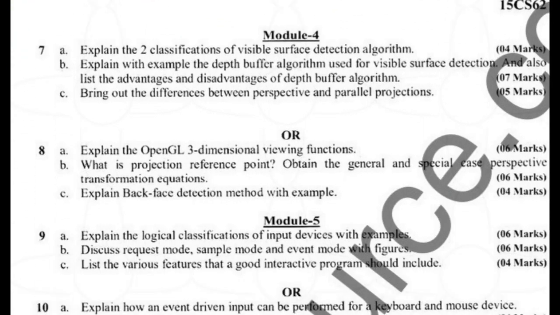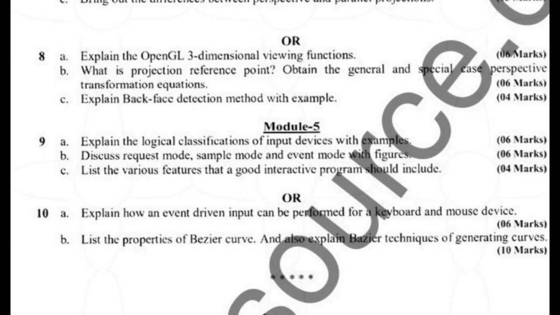In the second question paper: explain the two classifications of visible surface detection algorithms. So two classifications are there which you have to explain, and explain with an example the depth buffer algorithm for visible surface detection. Also list the advantages and disadvantages of the depth buffer algorithm. This was asked in the previous paper also, so it's important. Perspective and parallel, again important. Explain the OpenGL 3D viewing functions. So functions you need to know very well.